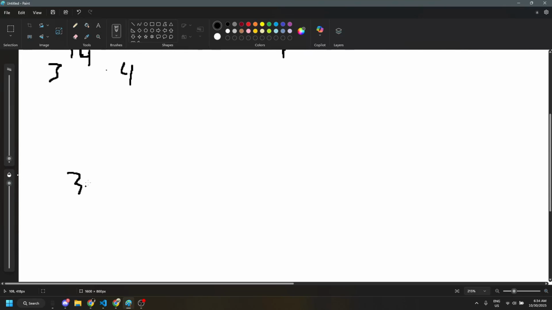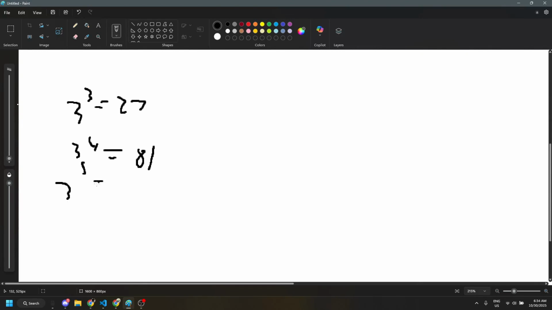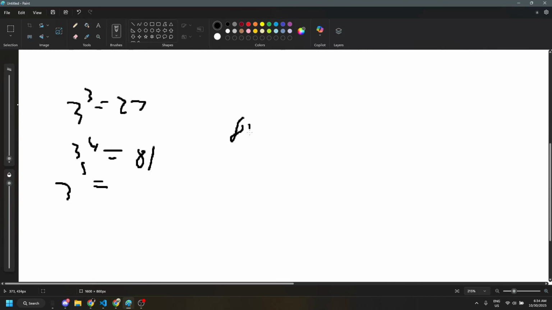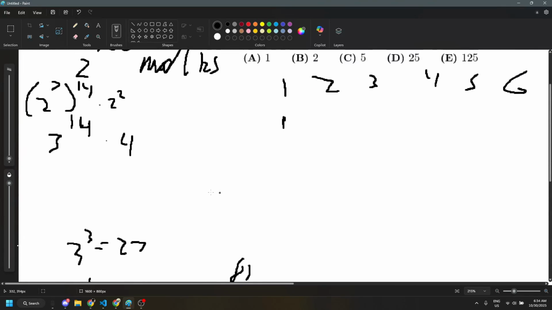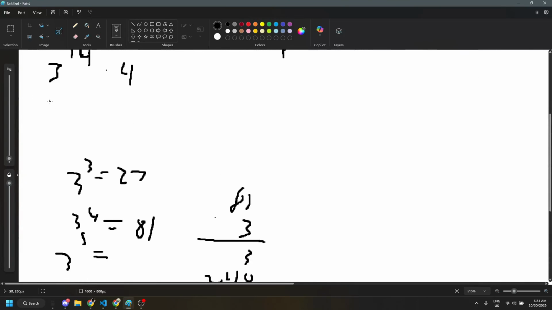And then 3 to the 3 equals 27. 3 to the 4 equals 81. 3 to the 5 equals 81 times 3, which is 243. Oh my gosh. So this gives 243, so what is that?